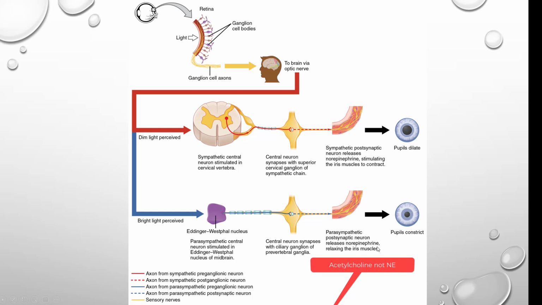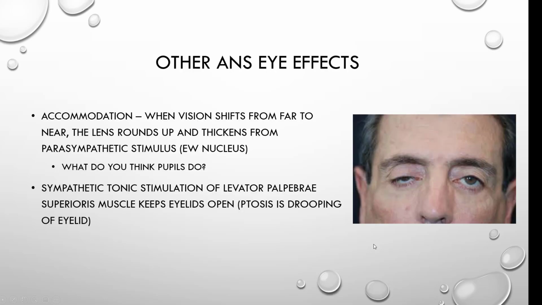Now, this word here, norepinephrine, is a mistake. And this is something I actually meant to change on the slide, but I didn't. It would be a little hard to change it on the slide. It releases acetylcholine, which interacts with muscarinic receptors, causing pupillary constriction or constriction of those circular muscles, resulting in miosis. So not releasing norepinephrine, but releasing acetylcholine.